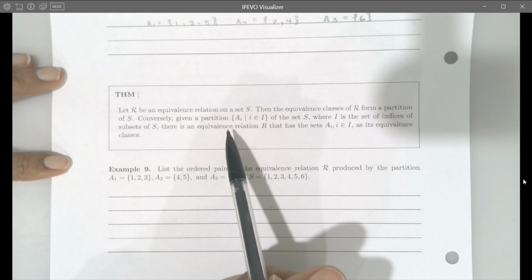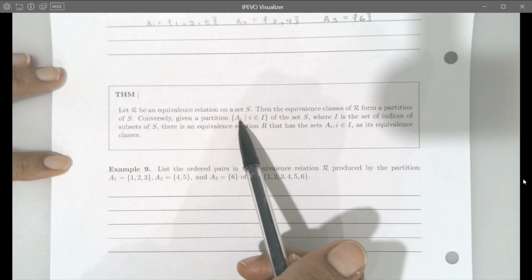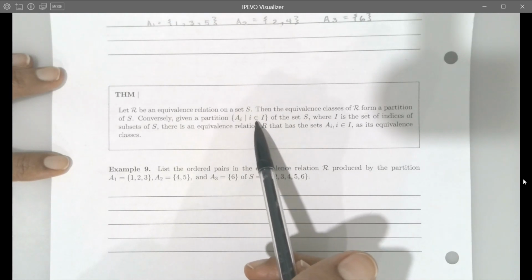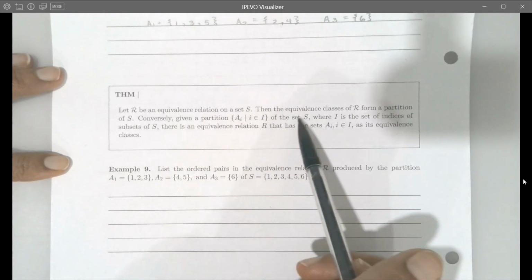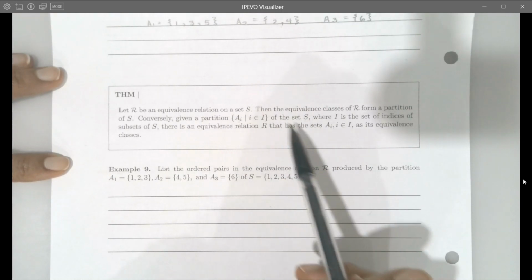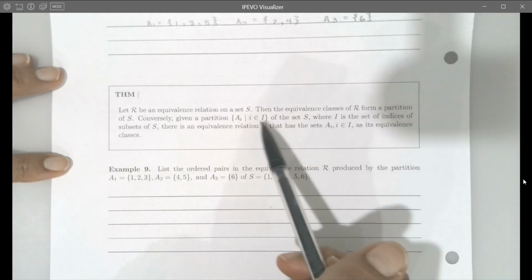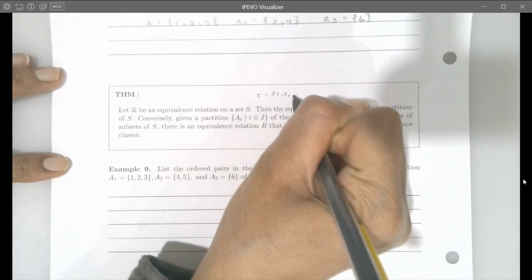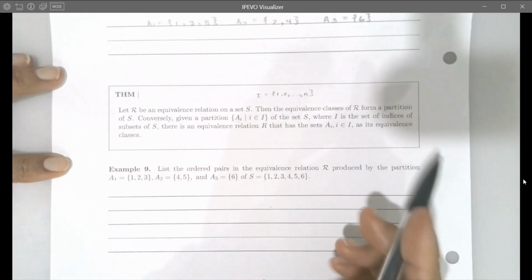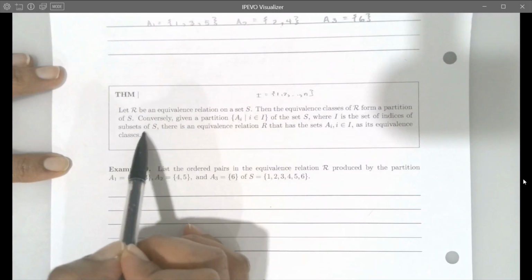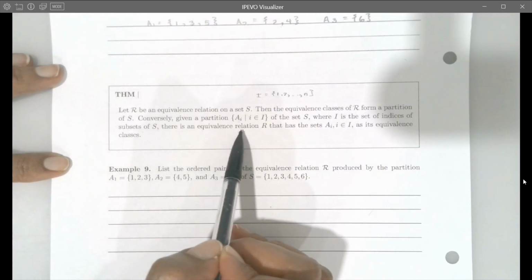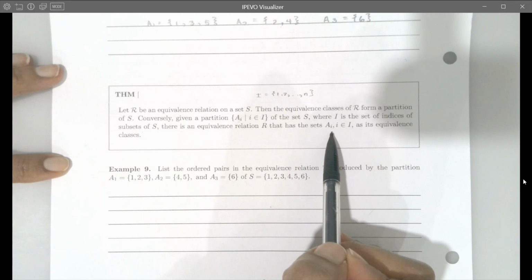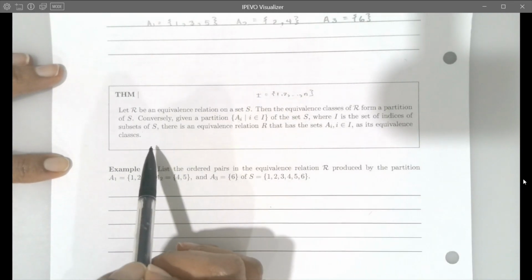Conversely, given a partition, so this is the set of sets, we're calling each set A1, A2, all the way down to maybe An. So given a partition of the set S, where I is a set of indices, so this is just containing integers, we'll say 1, 2, down to n, so these are the indices of the subsets of S, there is an equivalence relation R that has the sets Ai as its equivalence classes.